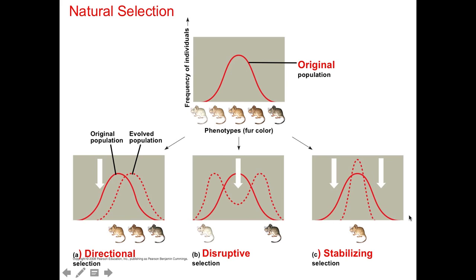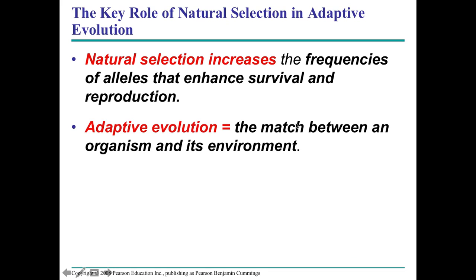And then stabilizing selection, it's better for the mice in this example to be this middle color here, and then the extreme ends of the spectrum, the light and the dark, both got wiped out for some reason.